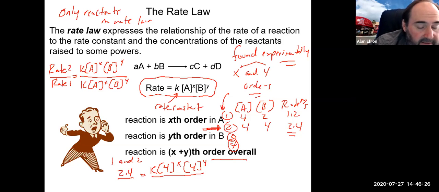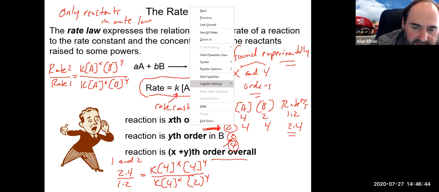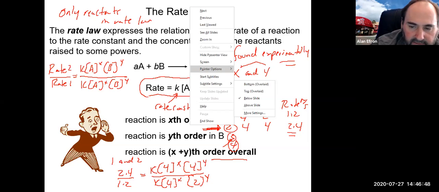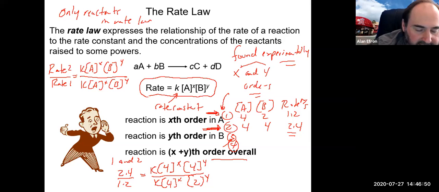Now I would do the same thing for entry number 1, take all the information from entry number 1 and put it on the bottom. So my rate was 1.2 equals K times the concentration of A, 4 to the X, and the concentration of B, 2 to the Y. Now we can do some math with this to figure out what is going on here. If I take 2.4 divided by 1.2, I get 2.